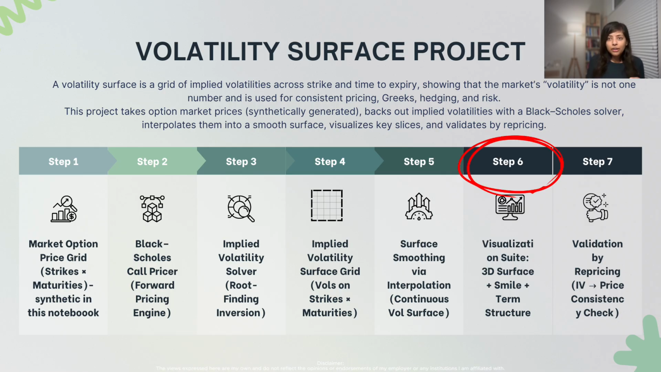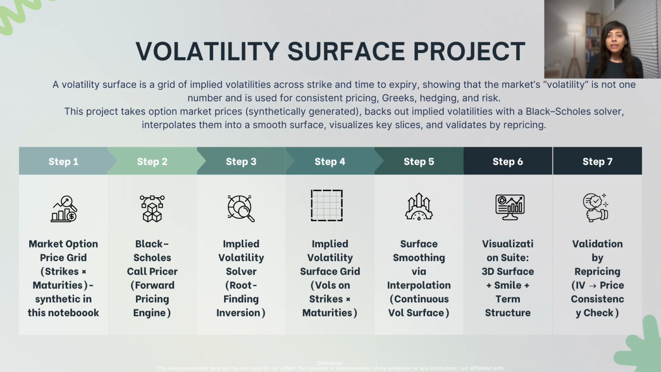Then we visualize everything. We create an interactive 3D plot where you can rotate the surface and see its shape. We also create the two key slices that practitioners actually use. The smile shows you how volatility changes across strikes at a fixed maturity, and the term structure shows you how volatility changes across maturities at a fixed strike price.